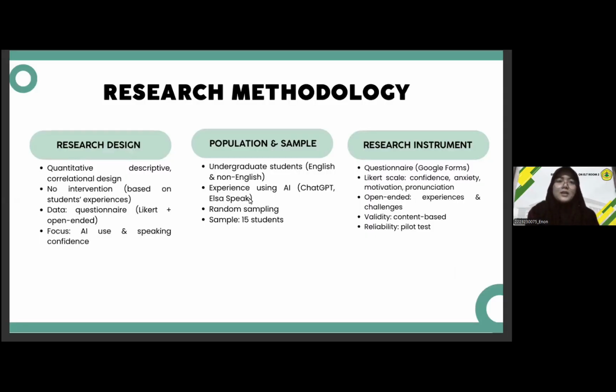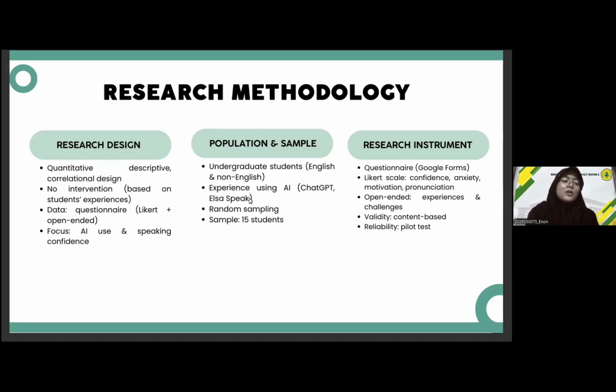The next slide is research methodology. The research design. This study uses a quantitative descriptive approach with a correlation design. This means the research focuses on analyzing the relationship between the use of AI-based speaking partners and students' speaking confidence without applying any direct intervention.